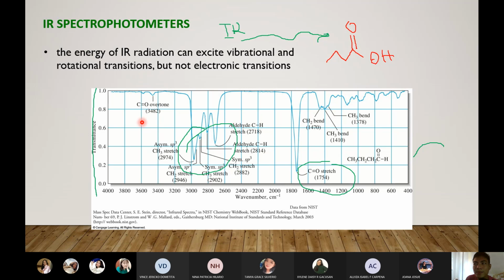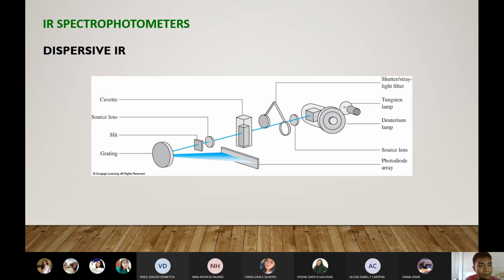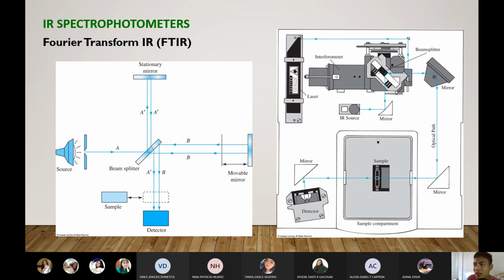So, ang idea lang dito sa IR spectrometers is that we use this to identify the functional groups in your molecules, given that yung ating bonds, they vibrate, no? Nagva-vibrate sila at different wavelengths as well. Okay? So, ito yung setup ng IR. Ganun din. Medyo similar siya with the absorption spectrophotometers. Okay. And this is the more advanced type of IR, which is the FTIR, the Fourier transform.